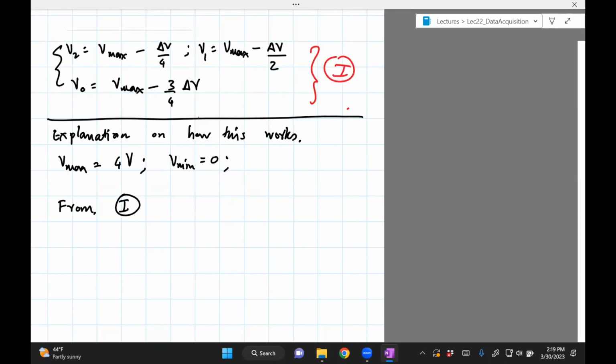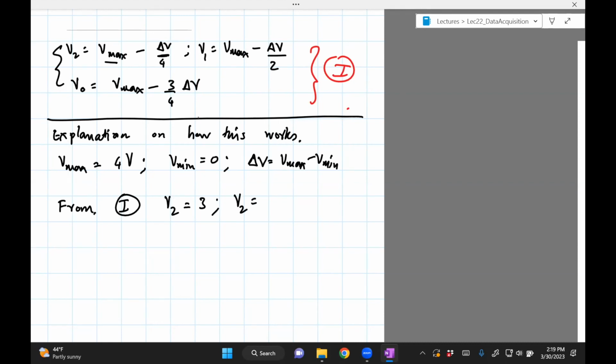From 1, we can compute V2, V1, and V0. So Vmax is 4, and delta V is Vmax minus Vmin divided by Vmax and Vmin. If you do that, you'll see that V2 is 4 minus 1/4, so it will be 3.